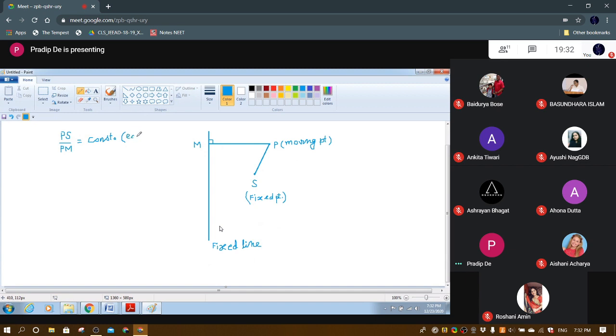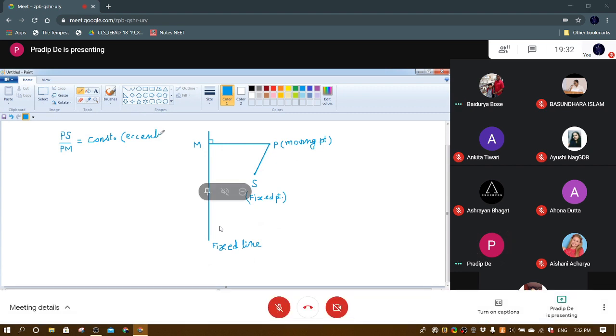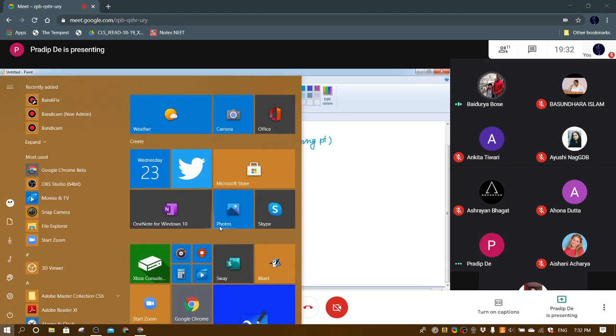Root over 1 minus b square by a square. Yes, that is for ellipse. Yes, in physics we studied. Yes. I'm sorry.